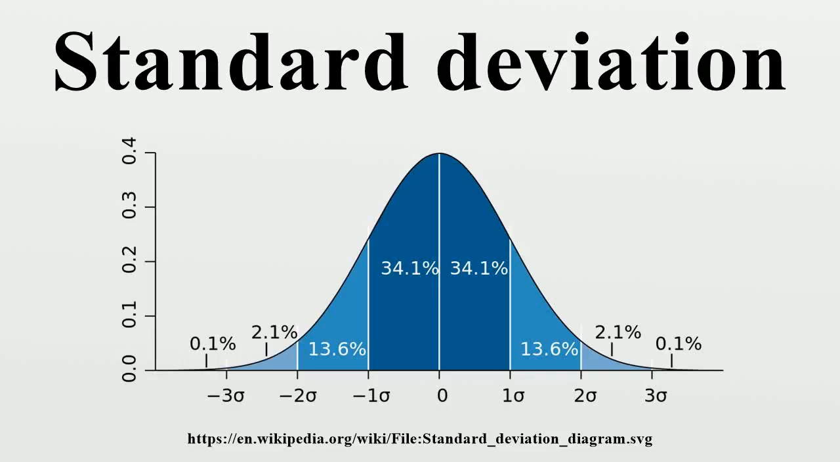In statistics, the standard deviation is a measure that is used to quantify the amount of variation or dispersion of a set of data values. A standard deviation close to zero indicates that the data points tend to be very close to the mean of the set, while a high standard deviation indicates that the data points are spread out over a wider range of values.